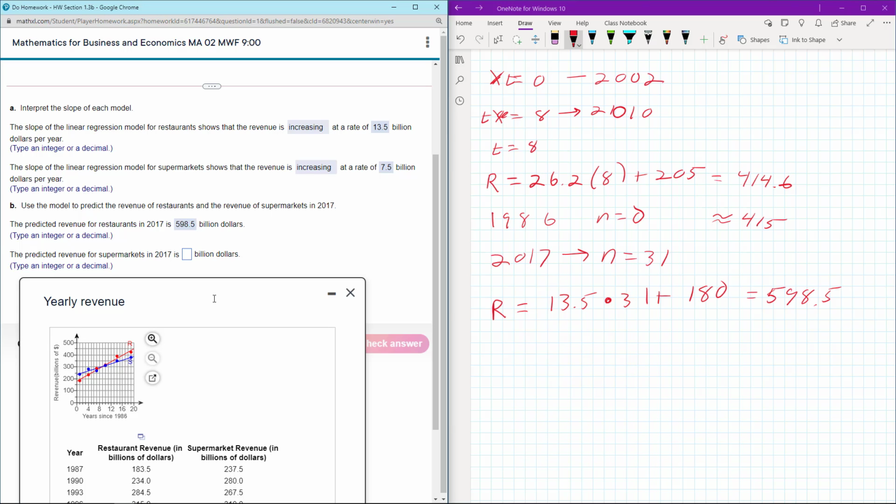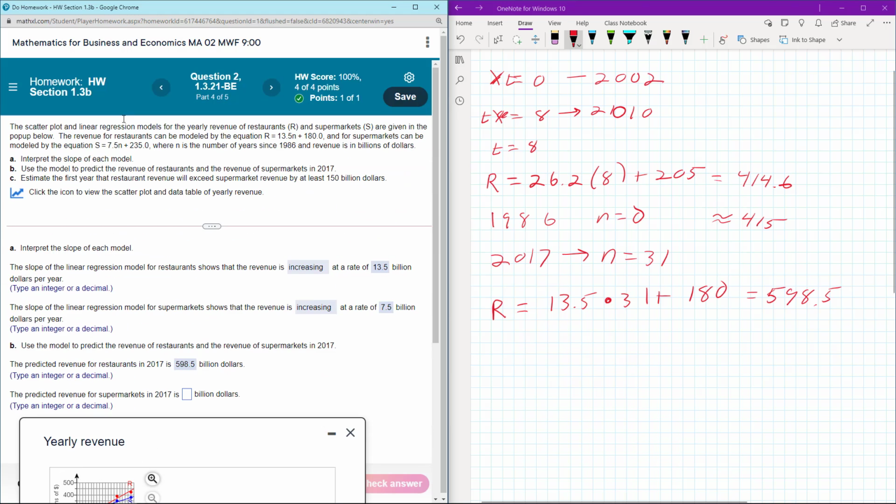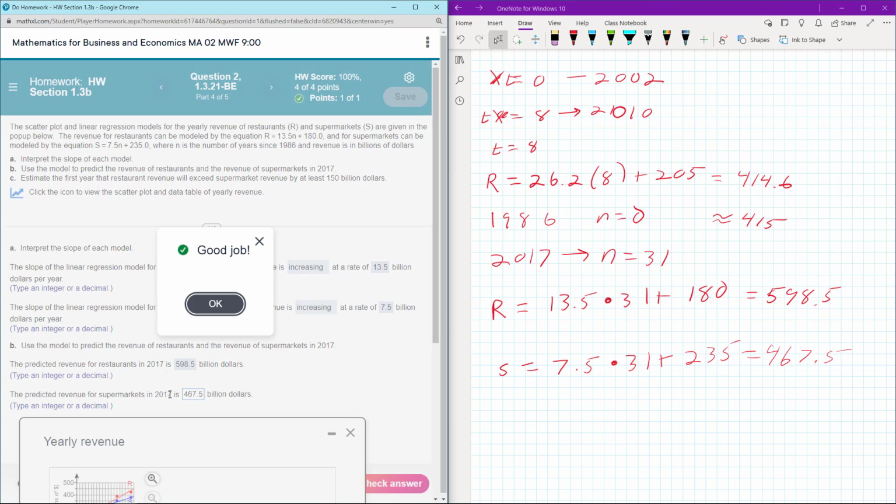Okay, now I'm going to do the exact same thing for supermarkets. Now for that one, we have, where is that regression model? I lost my regression model. We have that S is going to be equal to 7.5 times 31 plus 235. And that gives me 467.5. And there we go.